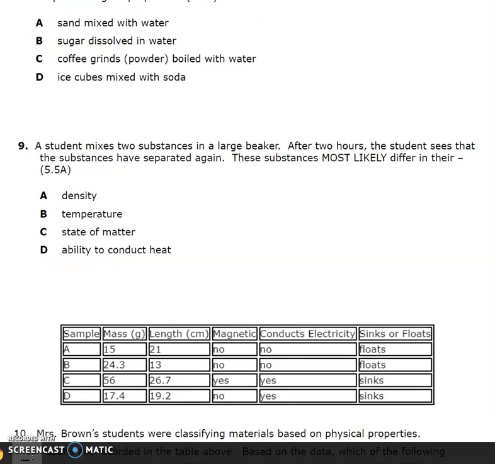Number 9. A student mixes 2 substances in a large beaker. After 2 hours, the student sees that the substances have separated again. These substances most likely differ in their A. Density, B. Temperature, C. States of matter, or D. Ability to conduct heat.